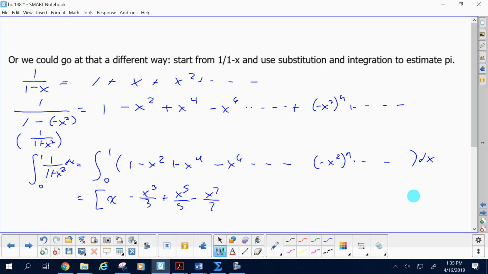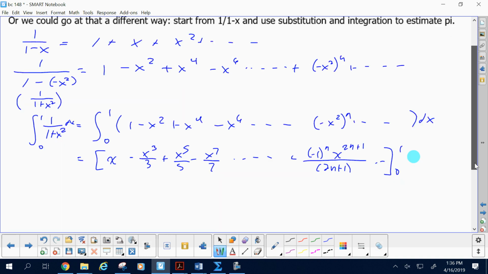Our tangent looks like it's got a lot of odd powers. Why does that make sense? Because our tangent is an odd function. That makes sense. I'm feeling like negative 1 to the n. If I squish that out, it's x to the 2n plus 1 over 2n plus 1 for the general term.